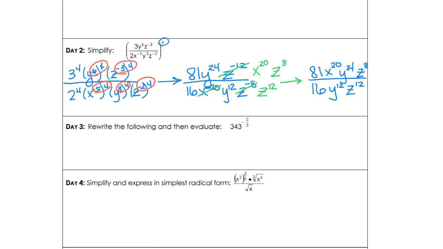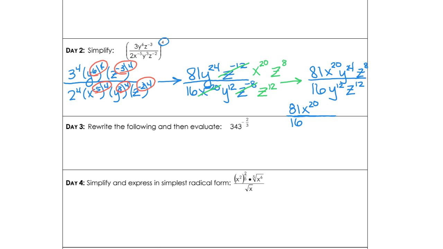The only thing I have left to do is see if there's anybody with the same exact base that could be simplified further. You can see that there's a y on top and a y on the bottom. They're going to simplify. And z's are also on top and bottom, so we're going to simplify. We're going to keep our 81 over 16. In fact, I'm going to use this as my fraction bar. So I've got 81 over 16. The x to the 20th, there's nobody like him, so he's going to stay x to the 20th, nobody to simplify him with.